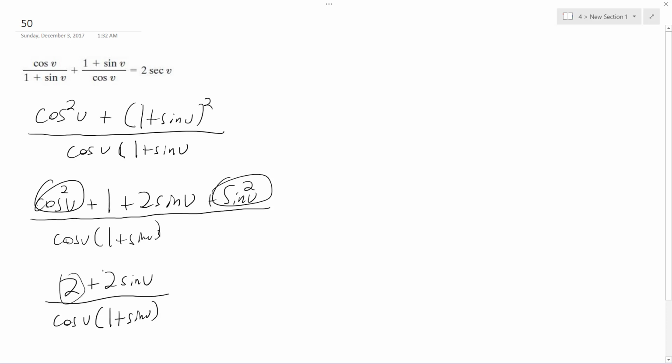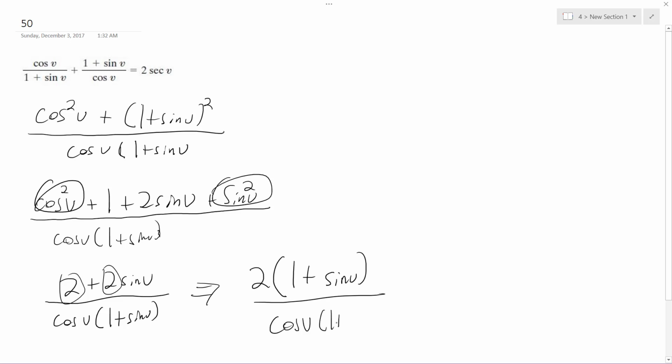All right, so we're going to factor out a 2 here. So what we get is 2 times the quantity 1 plus sine v over cosine v times 1 plus sine v. The 1 plus sine v cancels, leaving 2 over cosine v, which ultimately yields, since 1 over cosine is the same thing as the secant, 2 secant v. And that proves that it's equal to what's on the right.